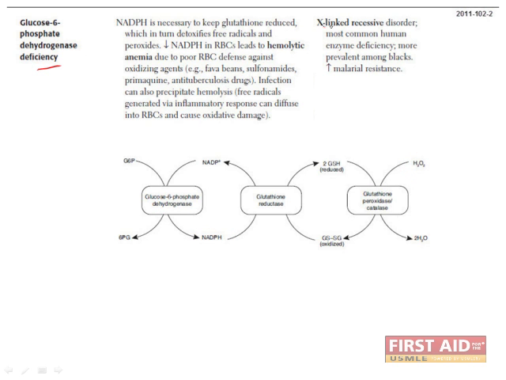G6PD deficiency is an X-linked recessive disorder and is actually the most common human enzyme deficiency, with the highest prevalence among blacks. This may be because it provides some resistance against malaria.